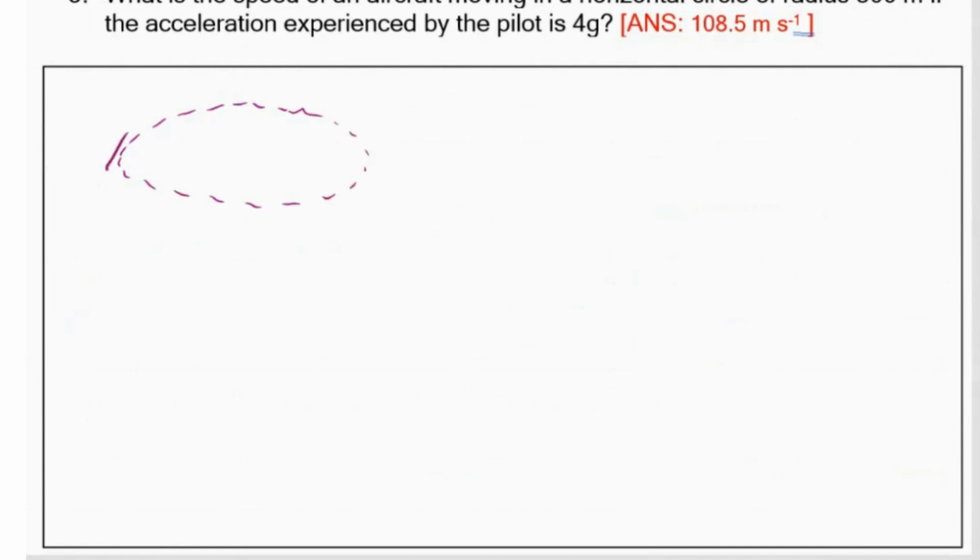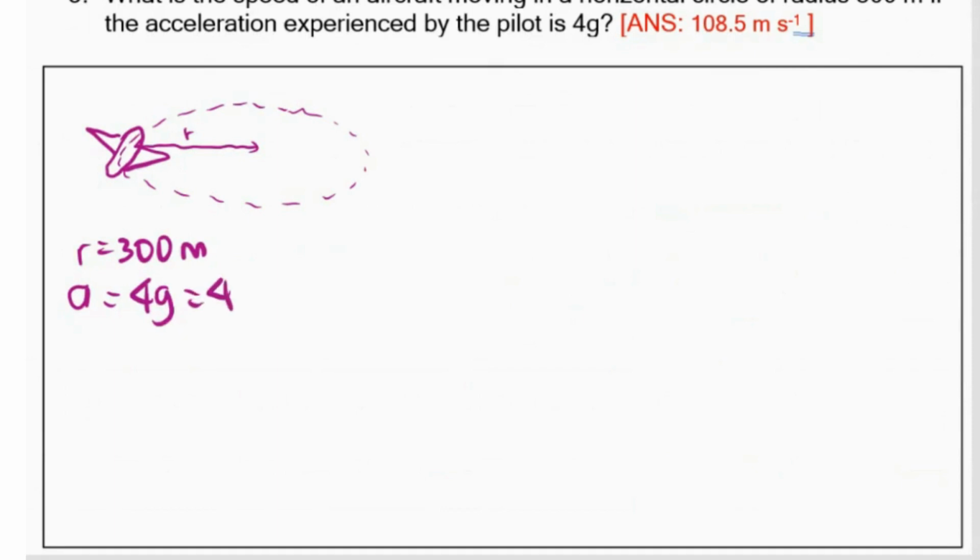So this is the aircraft. Given the radius of the aircraft, this is R, so R is 300 meters. If the acceleration experienced by the pilot is 4g, given the a experienced by the pilot is 4g, where g stands for 9.81. So the acceleration felt by the pilot is 4 times 9.81, which is 39.24 meter per second square.